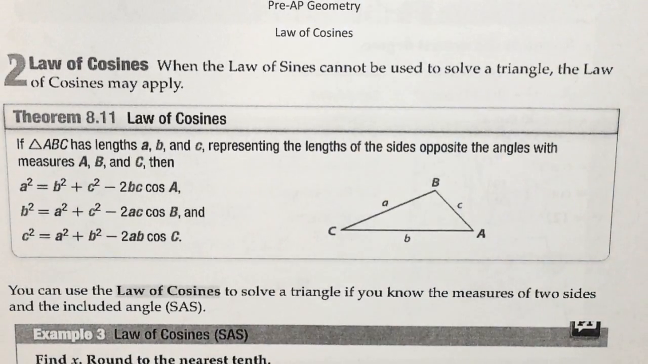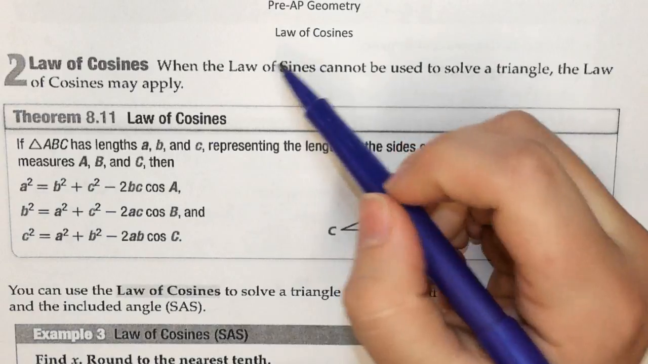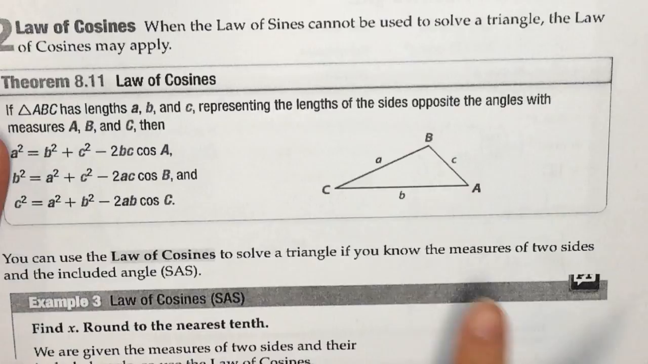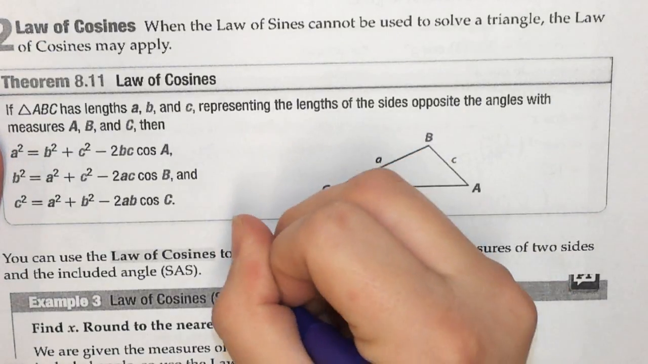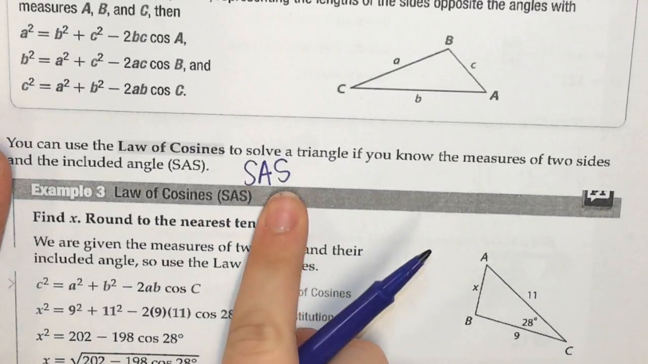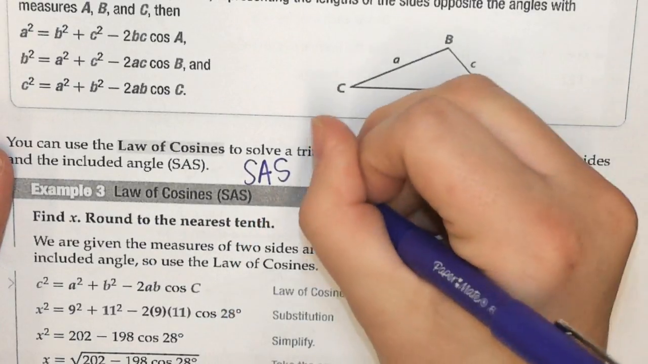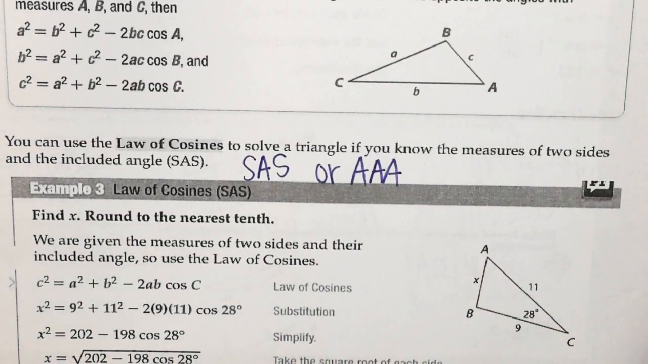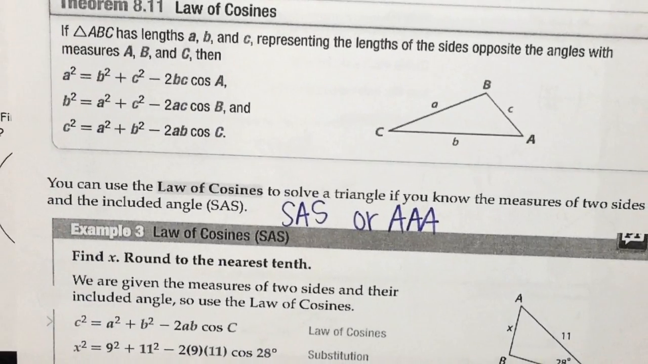When do we need law of cosines? When the law of sines cannot be used. When you cannot set up a proportion to use law of sines. That's when we use law of cosines. In particular, you use it when you know side, angle, side. When you know side, angle, side in order, you can use this. Or if you know all three angles and no sides.